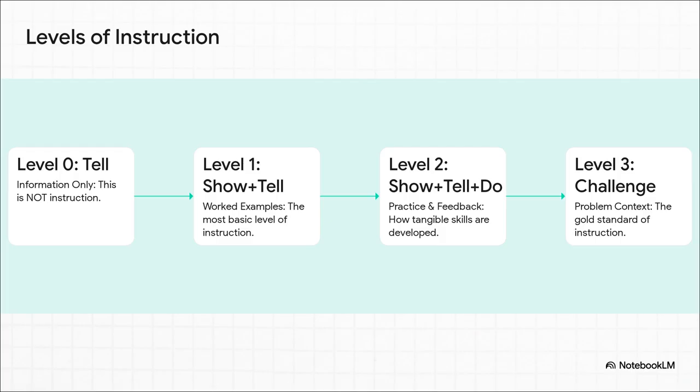Level 0 is just tell. That's our info dump. It gets a little better at level 1, where you get show and tell, kind of like a demo. Then level 2 is even better because you get to show, tell, and do. You get to practice. But the gold standard, the absolute best way, is level 3. And this one flips the whole script. It starts with a challenge, then it shows you how to solve it, and then it lets you practice. It just turns out that this is exactly how our brains are wired to learn.